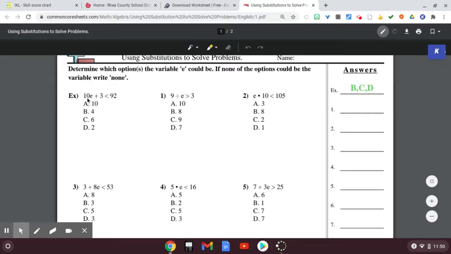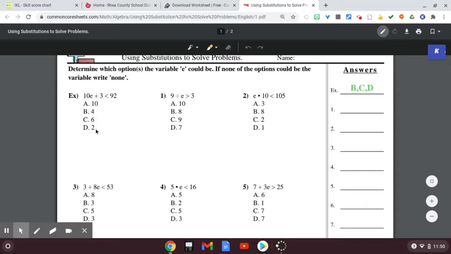So let's take a look at our example. It says 10e plus 3 is less than 92. So for each one of these values that they're giving you, you're going to replace e with that. So this does not mean you're just going to slide the 10 up here and this is going to turn into 1010. It means 10 times e. So 10 times 10 is 100 plus 3, 103. Is that less than 92? That is not a possible solution, so we are not going to put A over here.